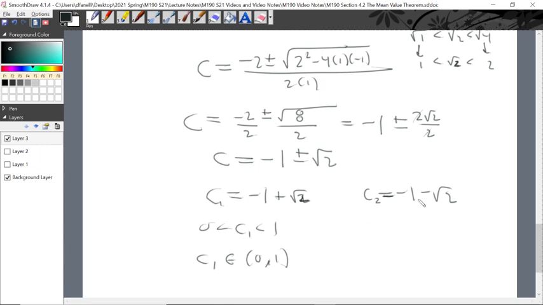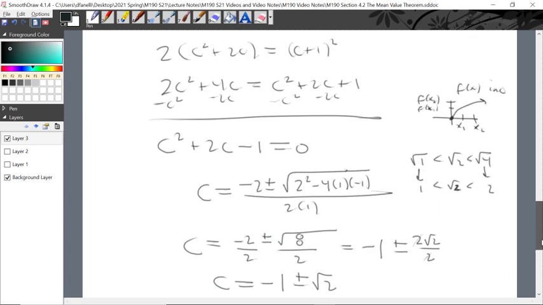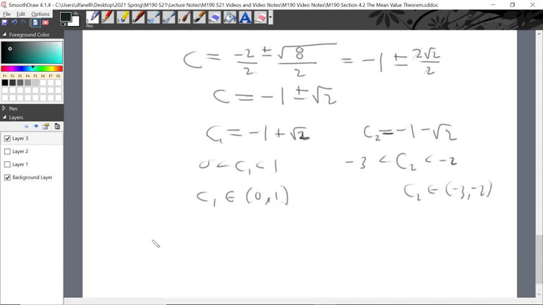C2, we have negative 1 minus root 2. Since root 2 is between 1 and 2, then negative 1 minus root 2 is going to be between negative 3 and negative 2. So C2 is contained within an interval between negative 3 and negative 2, but that is not between 0 and 1. So of the values of C that we just saw, C equals negative 1 plus root 2 is the one that is contained within the interval 0 to 1.